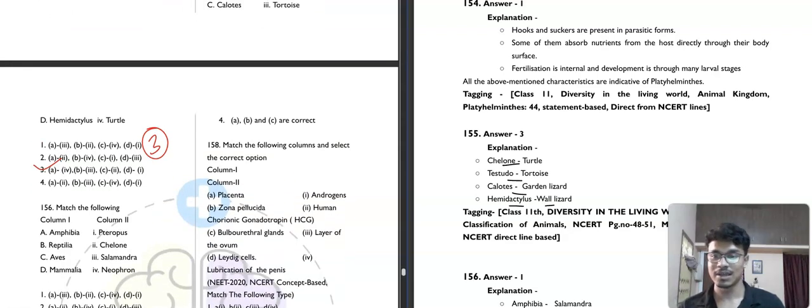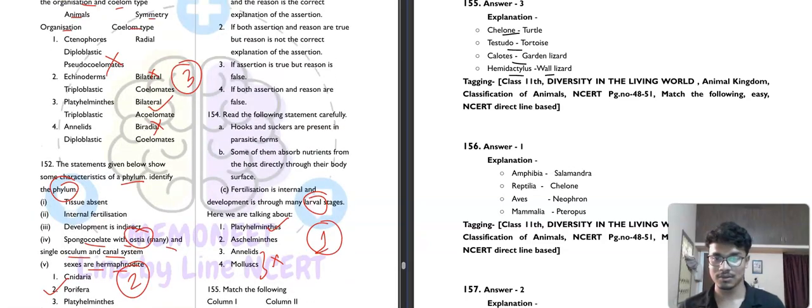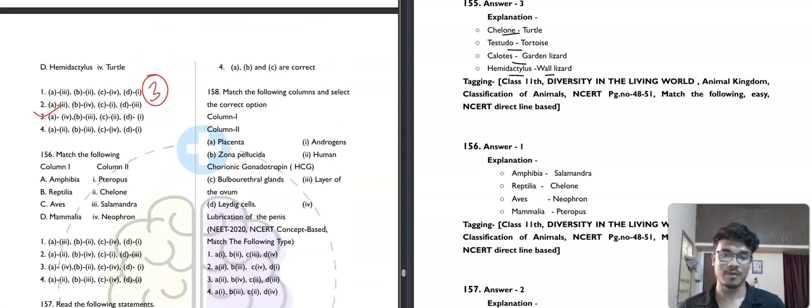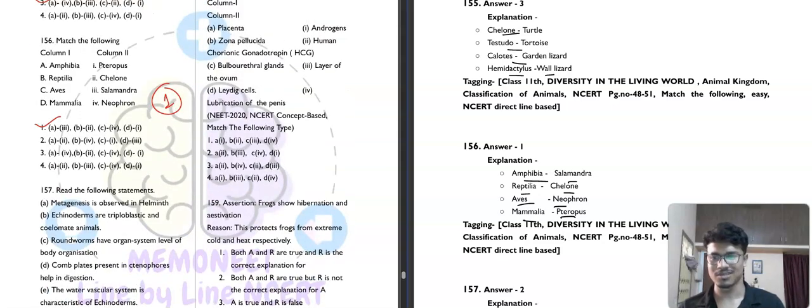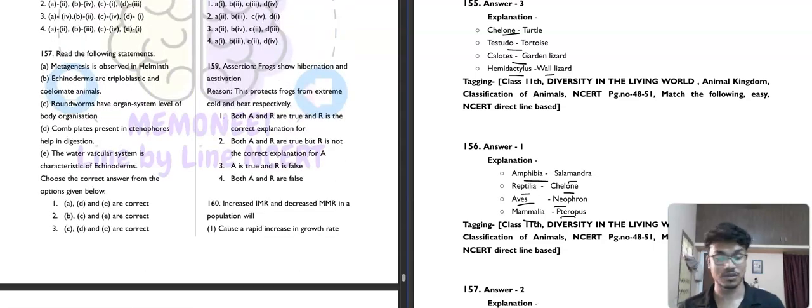It is saying Amphibia, Reptilia, Aves and Mammalia. What is the question? Okay. So Amphibia will be matched with salamander. Another example, Reptilia, Chelone, you know that Chelone is the turtle. And Aves, Neophron, vulture, and Mammalia is Pteropus. So the correct option is the first option. In the animal kingdom, we will get this kind of question only. Easy questions, obviously. Either a statement-based question or a match-the-following type of question is most commonly asked.